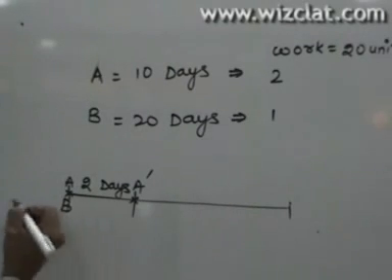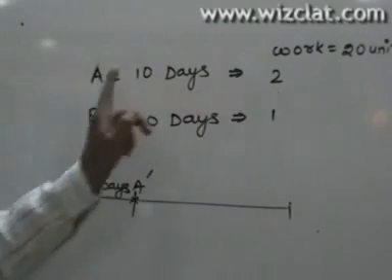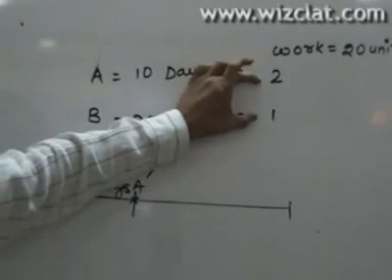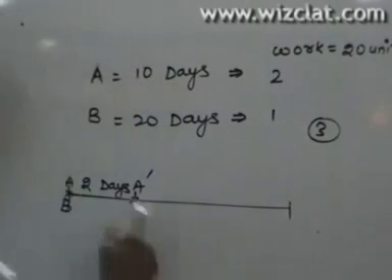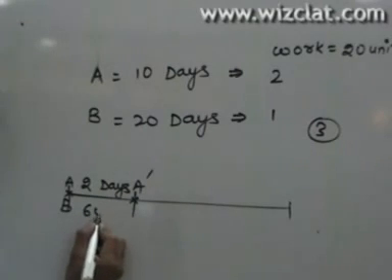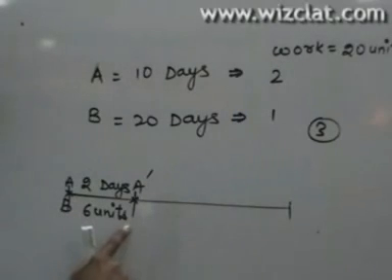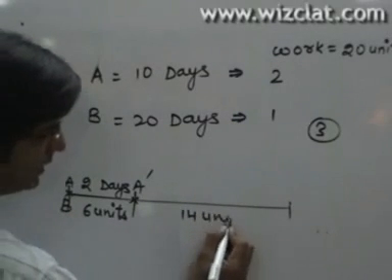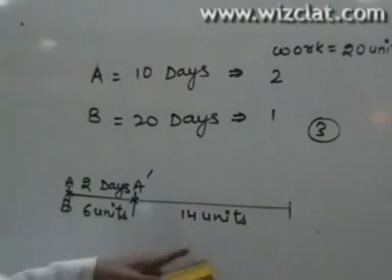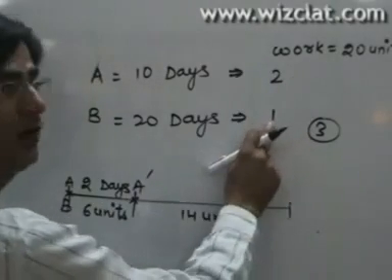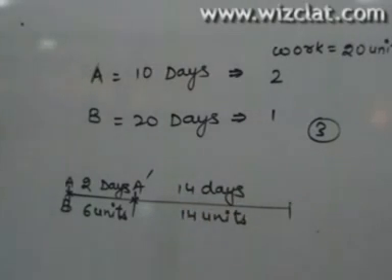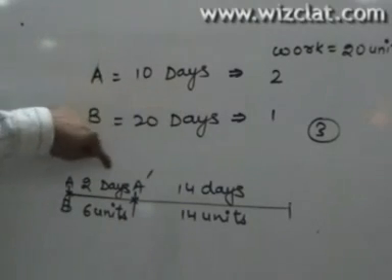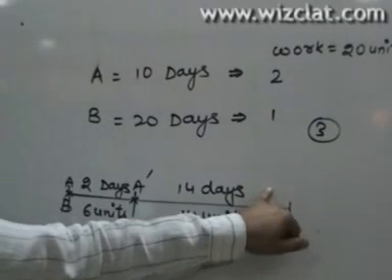First 2 days they work together. So 1 day work of A is 2, 1 day work of B is 1. Their combined 1 day work is 2 plus 1, that is 3 units they do in 1 day. Therefore, in 2 days they will be able to do 6 units. Now the total work is 20 units. 6 units have already been done. So the remaining 14 units will be done by whom? B alone. B can contribute 1 unit in 1 day. So to do 14 units, he requires how many days? 14 days. Therefore, the total work will be done in 14 plus 2, 16 days. B worked alone for 14 days.